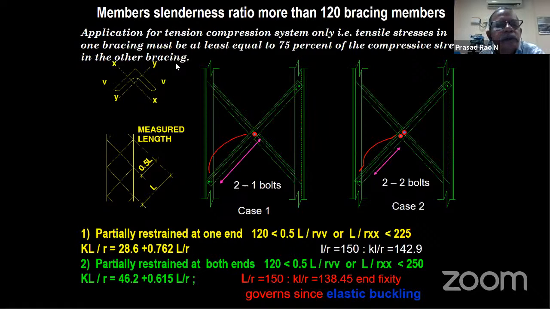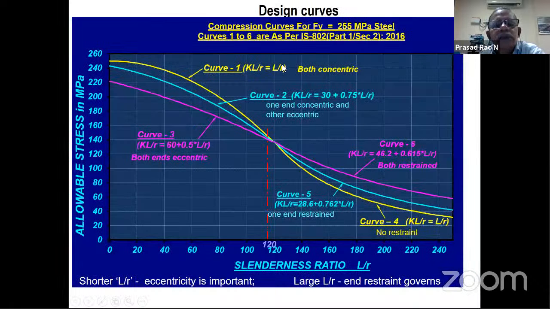You can see the yellow line, curve 1, KL/R equal to L/R, with concentric loading on both sides. It is the topmost portion, that is the maximum capacity. The next one is where I have an eccentricity on one end, so your allowable stresses are reducing. The third one is curve 3, where I have eccentricity on both sides. That means your allowable stresses are drastically reducing.